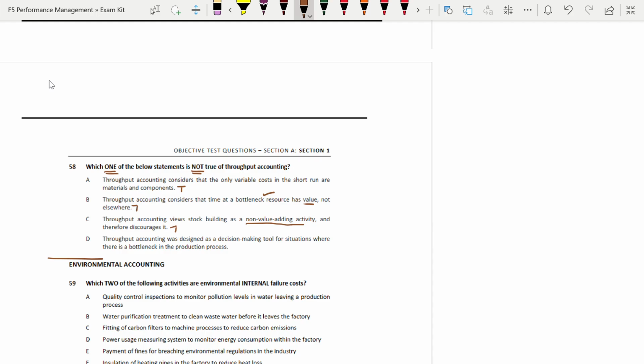Throughput accounting was designed as a decision-making tool for situations where there is a bottleneck in the production process. Is it not? It is not a decision-making tool. It is a performance measurement tool. It is not a decision-making tool. Yes.